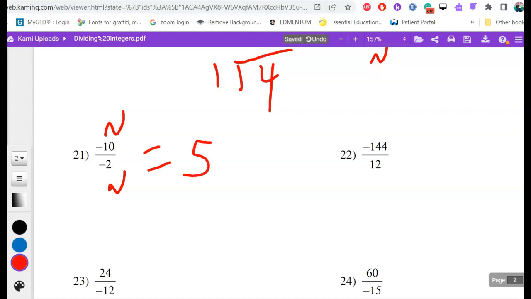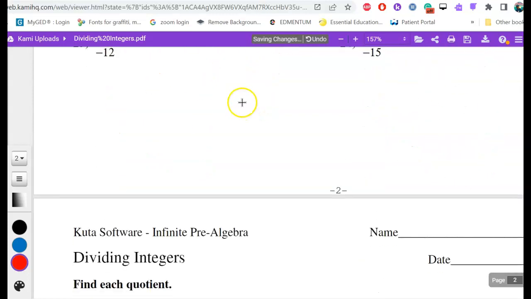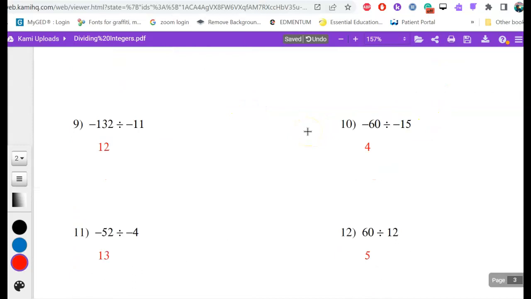22. You have a negative and a positive. You know your answer is going to be negative. How many times will 12 go into 144? It will go in 12 times. And there we go. All right. So I'm going to leave it for here. Remember, in the Google Classroom, the whole sheet is here with the answer key.